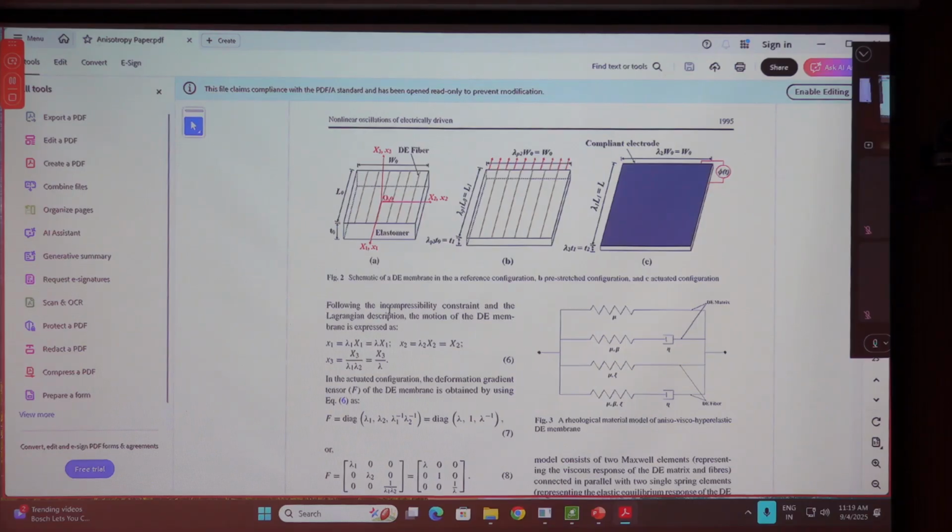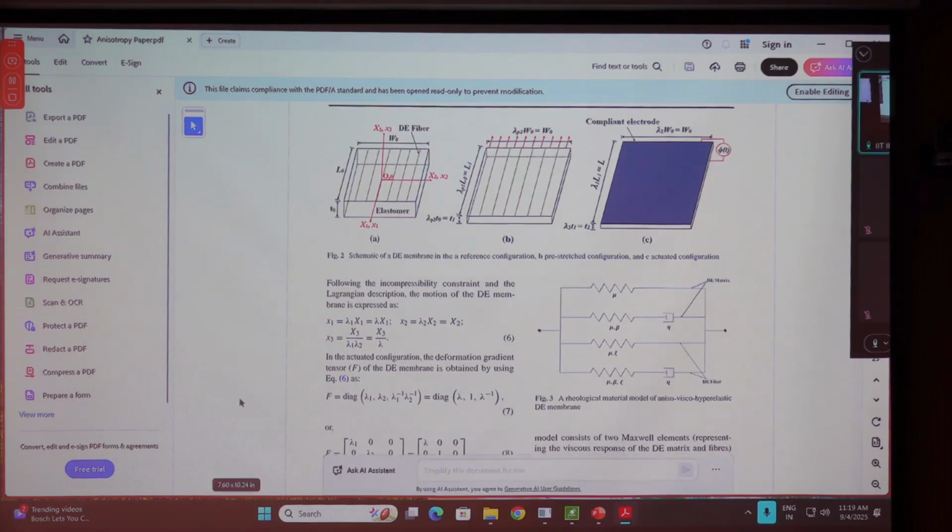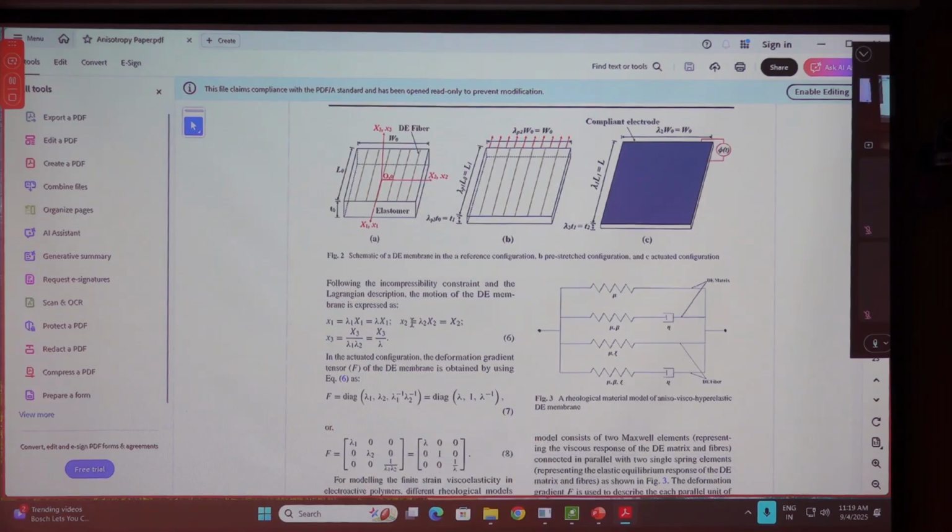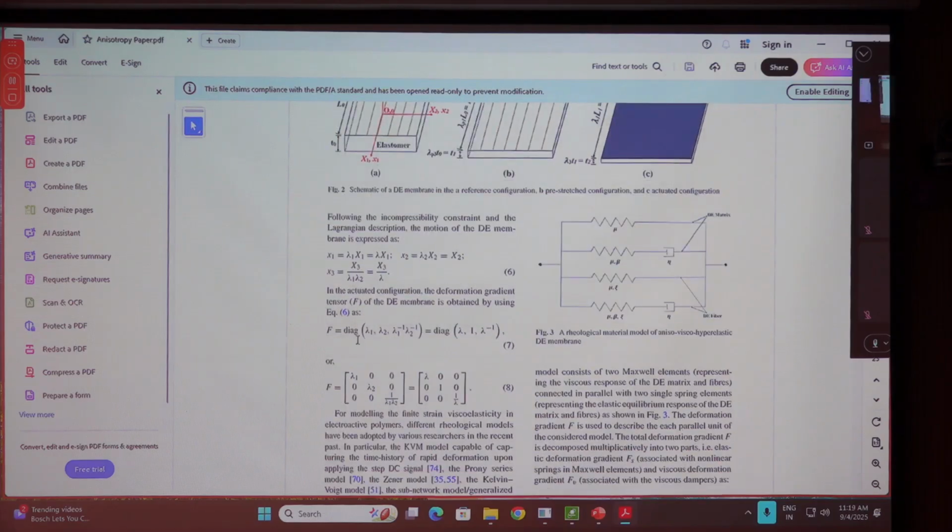That is the importance of what Dr. Prashant Saxena is discussing: deformation gradient, Lagrangian description. You are basically describing the stretch in directions 1, 2 and 3, which is the final dimension upon the initial dimension. Then you can define the deformation gradient.